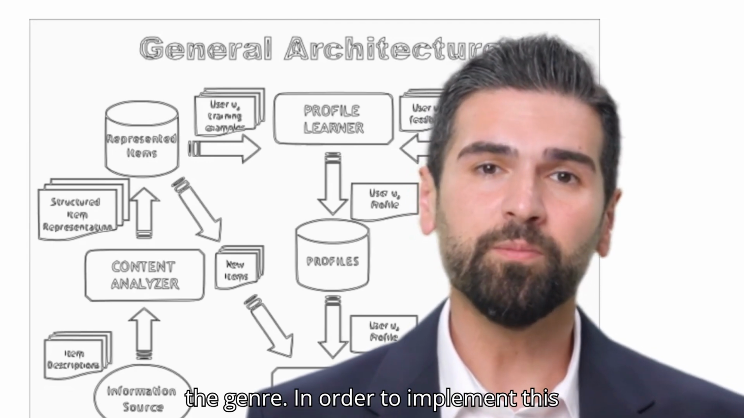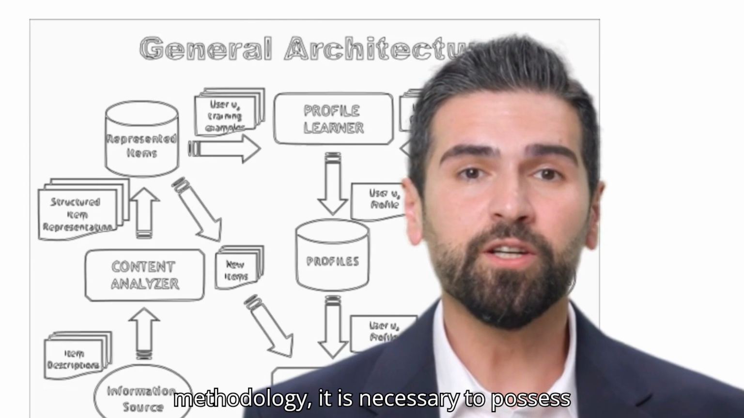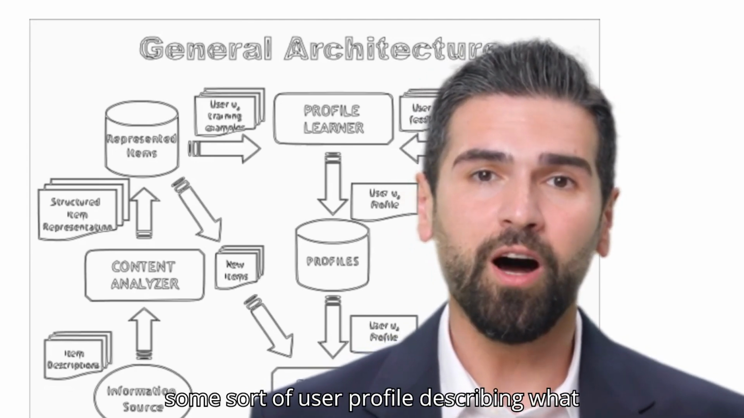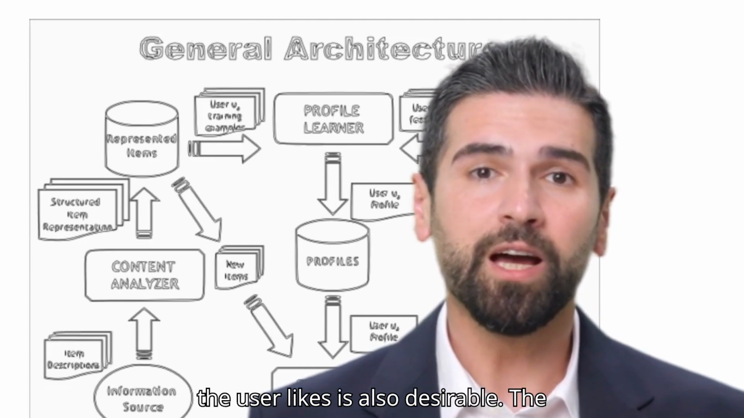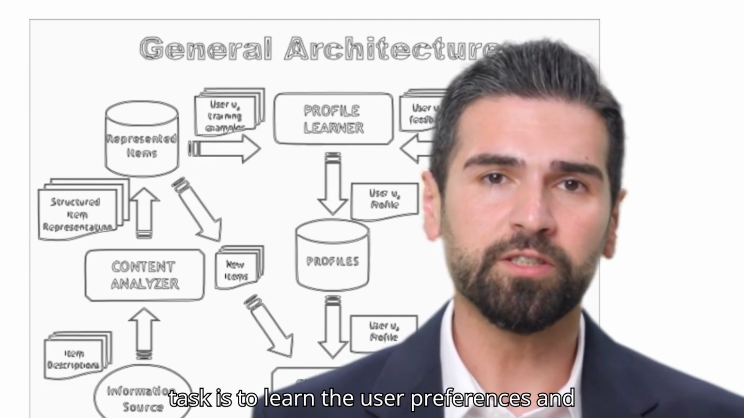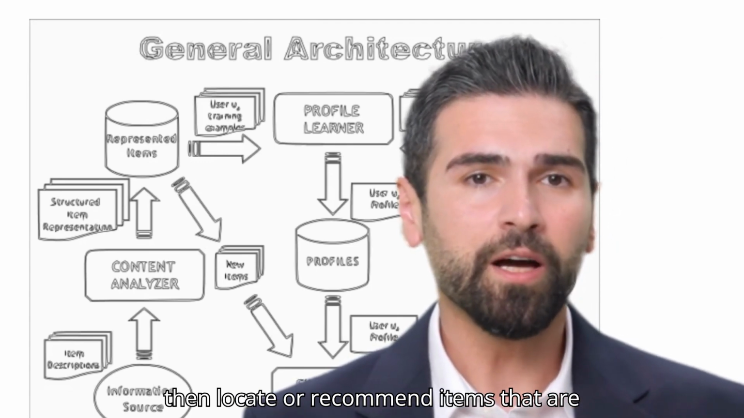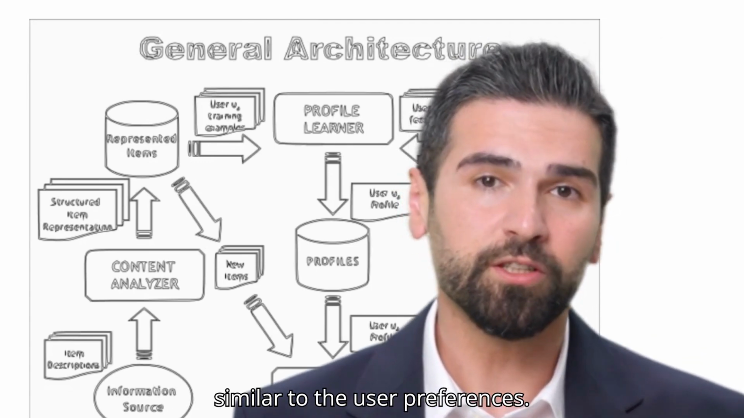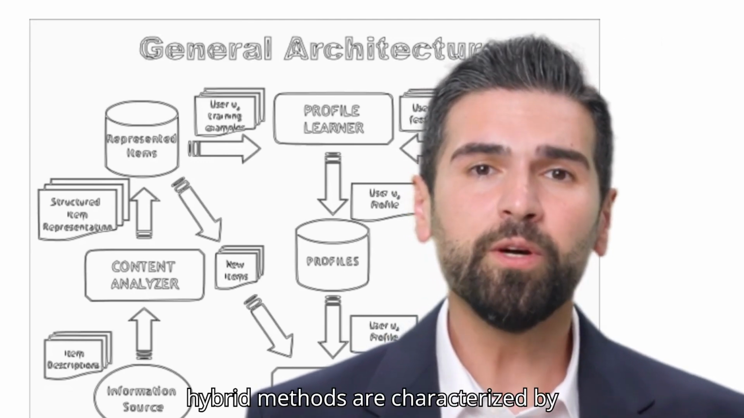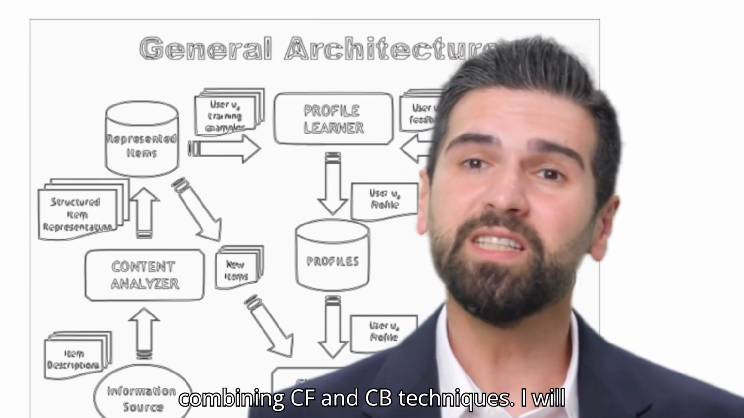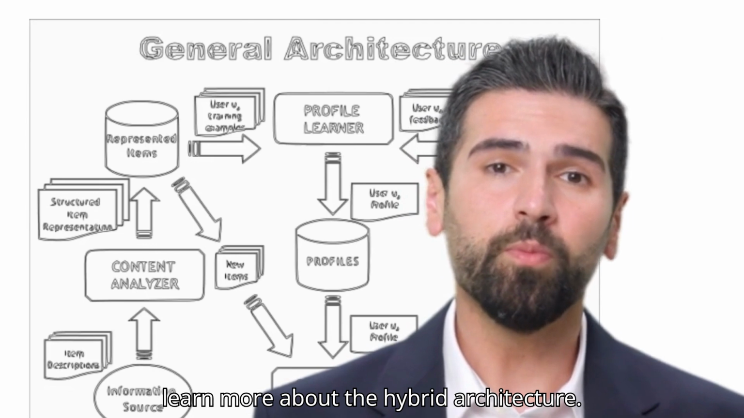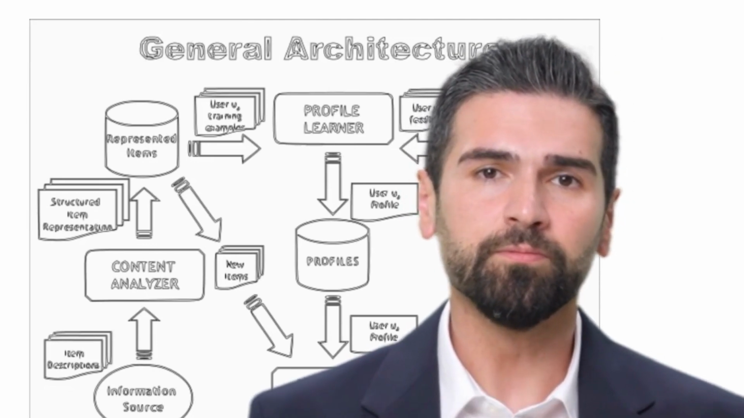In order to implement this methodology, it is necessary to possess information describing each item, and some sort of user profile describing what the user likes is also desirable. The task is to learn the user preferences and then locate or recommend items that are similar to the user preferences. Hybrid filtering is one new method. The hybrid methods are characterized by combining CF and CB techniques. I will provide some resources if you want to learn more about the hybrid architecture.